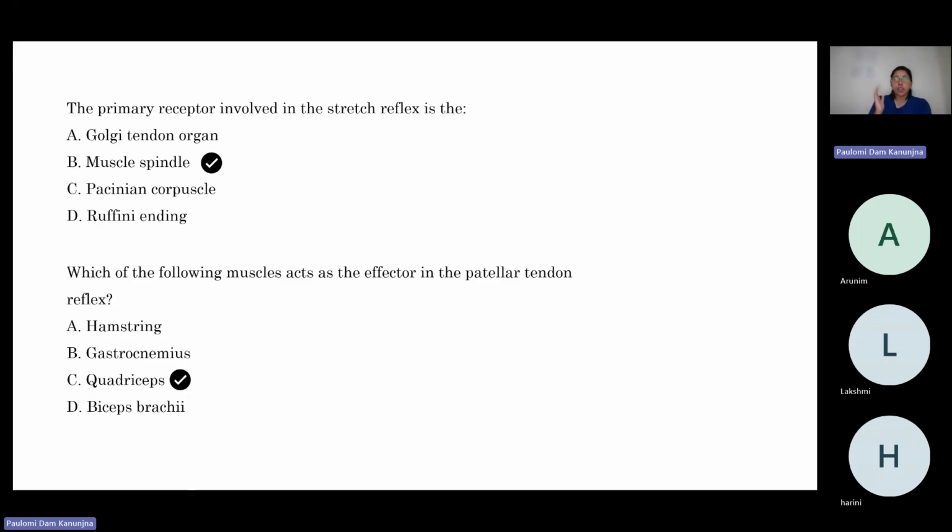So muscle spindle. Always remember, if we are talking about stretch reflexes or any reflexes, we are talking about muscles. And the next one, for knee jerk reaction, the muscle in the knee is quadriceps. Biceps are here, hamstrings are in the thighs. And gastro, as the word suggests, you will know where they would be present. Yes, great. B and C.